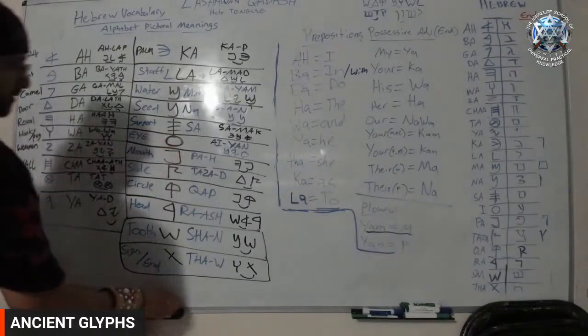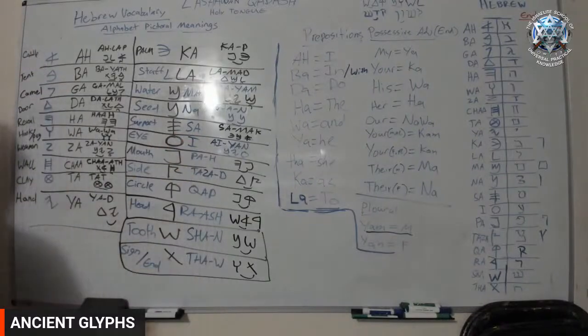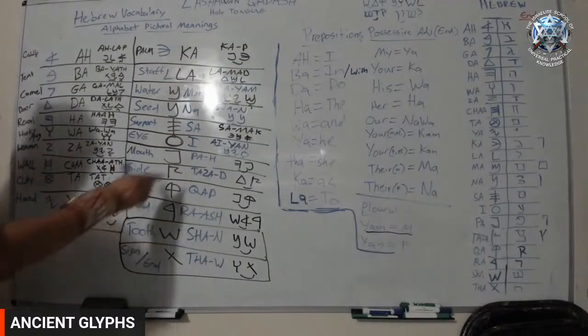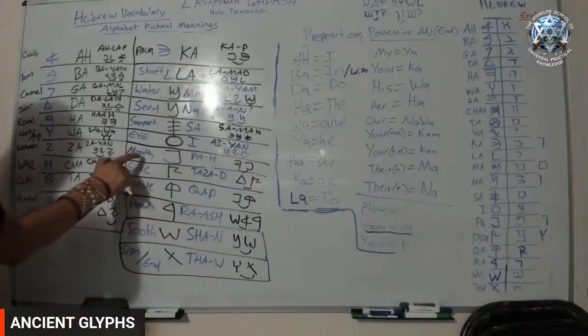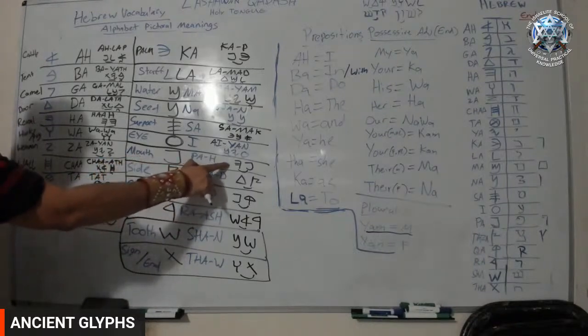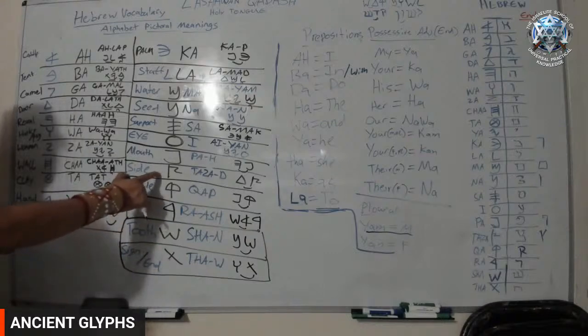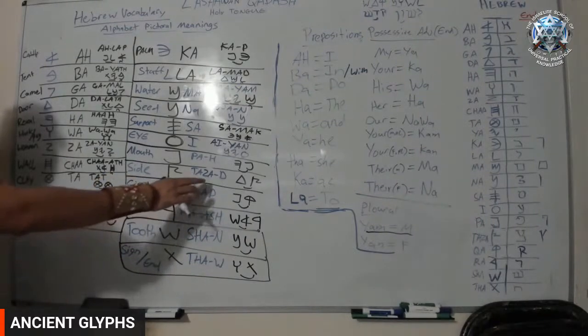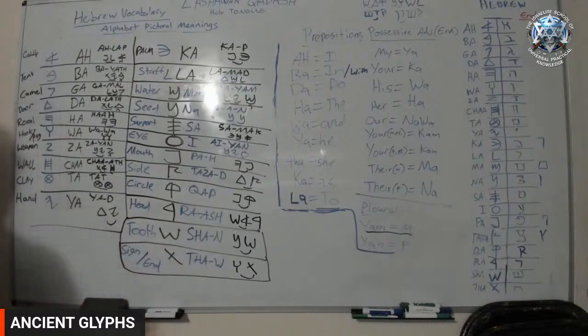I'm going to write it down. This one I just say like this. Ayin means eye. That's pronounced ayin. Pey means mouth. That's pronounced pey. Tsade means side. It's pronounced tsade.